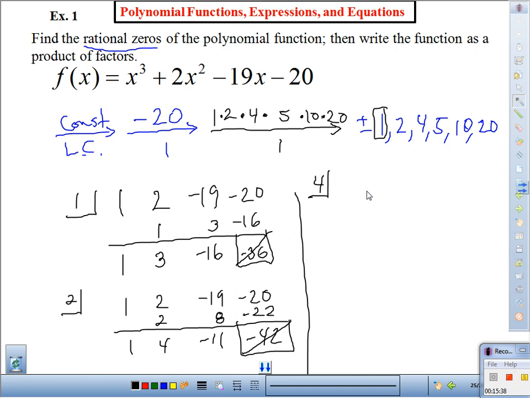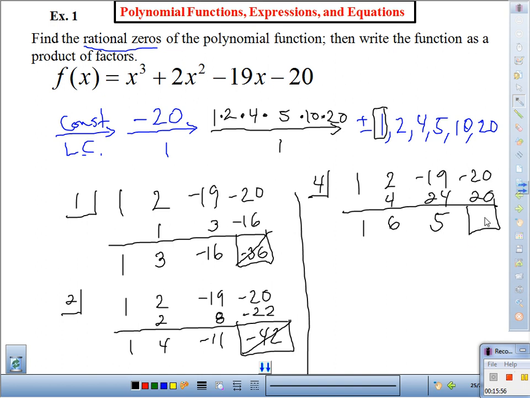4. 1, 2, negative 19, negative 20. 4 times 1 is 4. Combine, 6. 4 times 6, 24. Combine, 5. 4 times 5 is 20. Combine, that is, well, guess what? We just found our 0. So let's see, how do we write it?